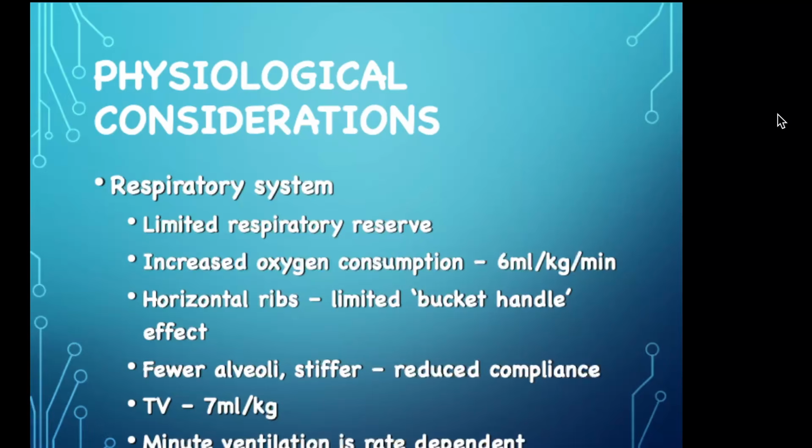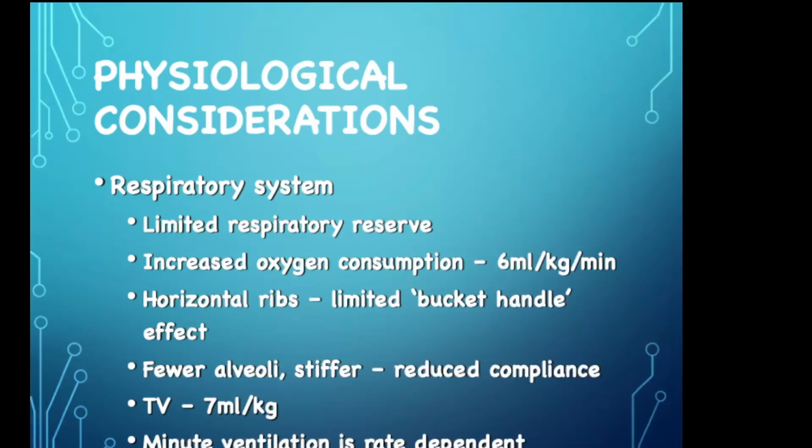So they have a limited respiratory reserve, okay? Basically, that just means they have limited energy to carry on respiration in difficult or more trying circumstances. They have an increased oxygen consumption, starting off at around 6 mils per kilo per minute. That's 6 mils of oxygen per kilogram of body weight per minute that is consumed. Contrast that to an adult at rest who is consuming about 2 to 3 mils of oxygen per kilo per minute. They have what we call horizontal ribs, meaning that they have limited bucket handle effect.